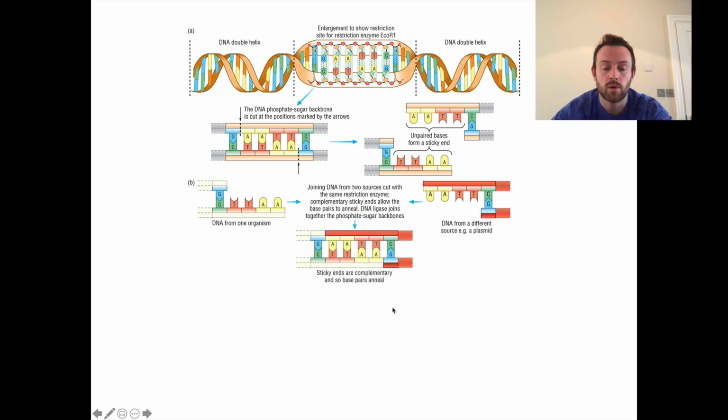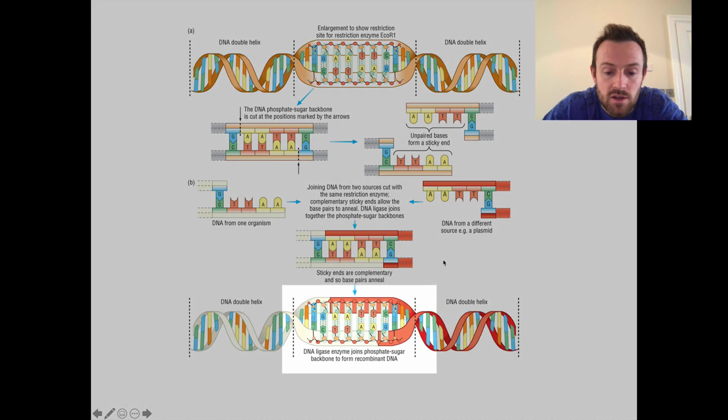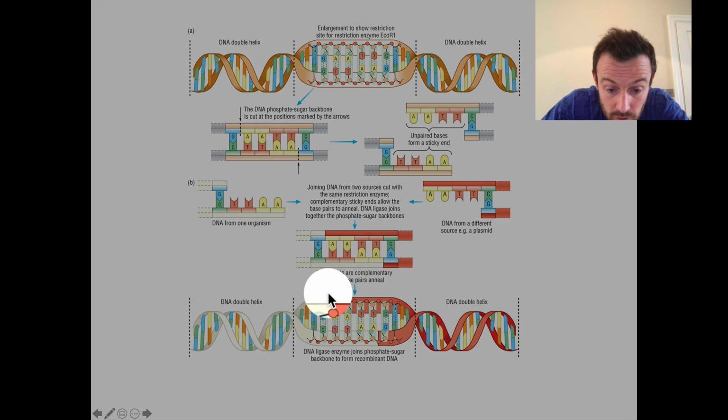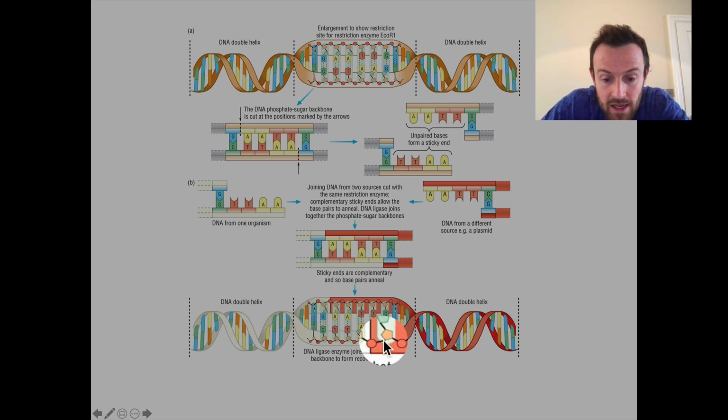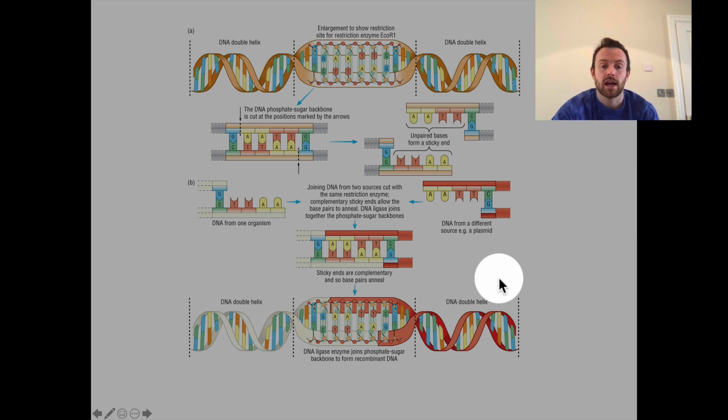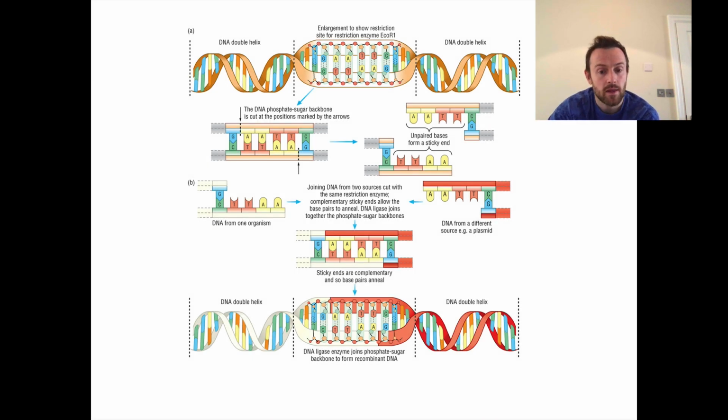But when we've got that join there, there's still a gap in the backbone that we need to fix. So we're using an enzyme called ligase, which joins the sugar phosphate backbone. If you look closely, it would be here. This phosphodiester bond would be made by a ligase, and also down here, this bond would be made by a ligase enzyme. So that is the process of using restriction enzymes to cut out a gene and then to put it into a new place.